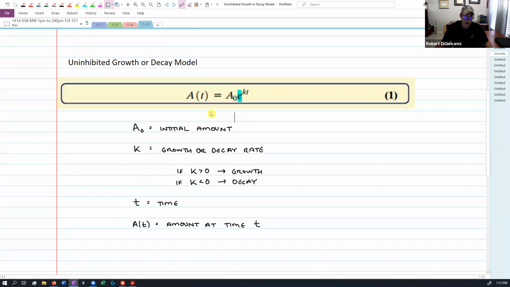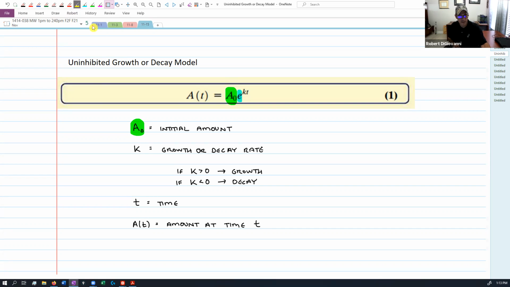Just to identify what each piece of this function is, the A naught, this number out here, is always going to be the initial amount that we start with. We're looking at things that grow or decay, so the number out front is what we start with, the initial amount we call A naught.